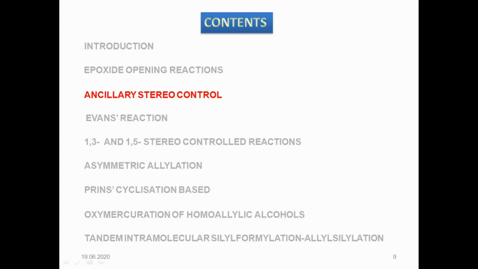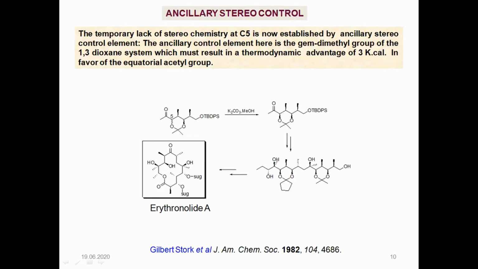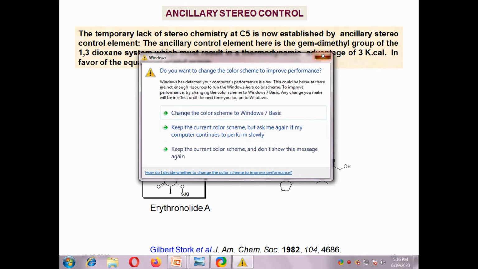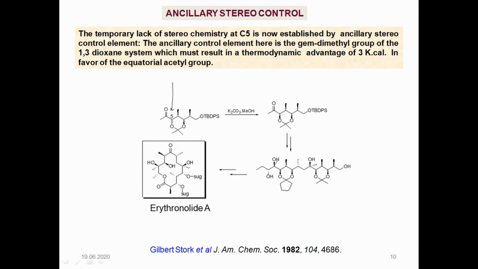Then we go to ancillary stereo control. Ancillary stereo control is a very simple methodology. In general, a stereocenter is adjacent to a carbonyl, so it is prone to epimerization. If you treat with K2CO3 in methanol, the center, which is a mixture or in racemic form, is converted exclusively into one compound.